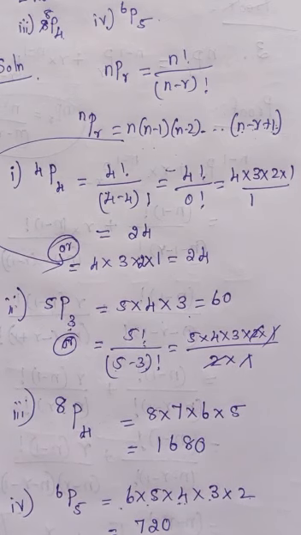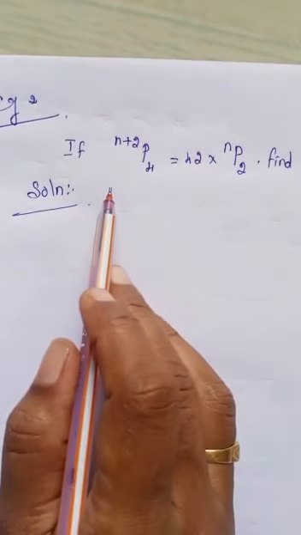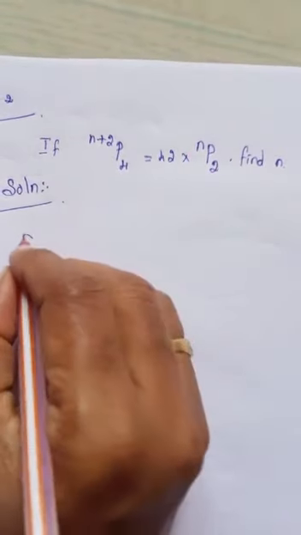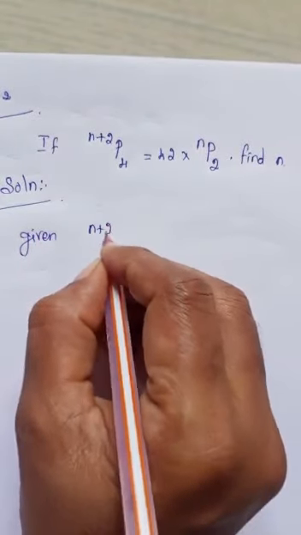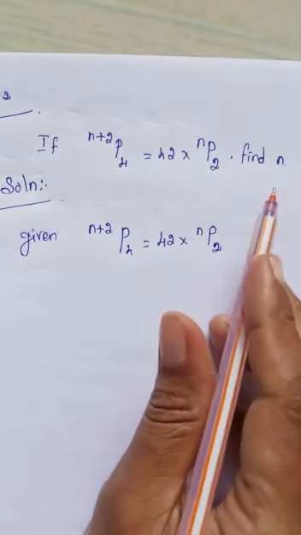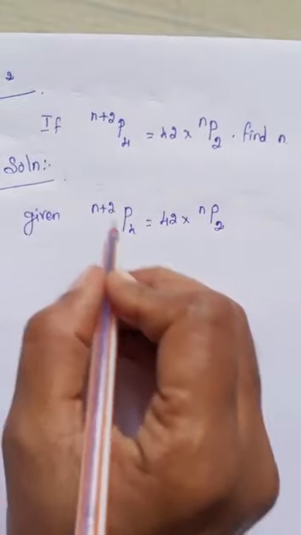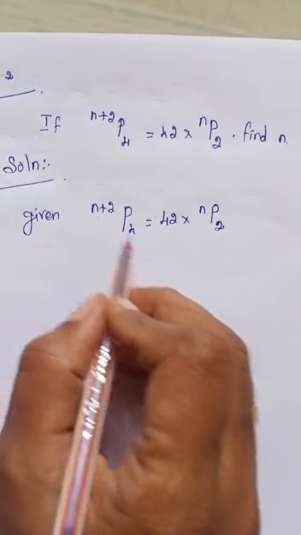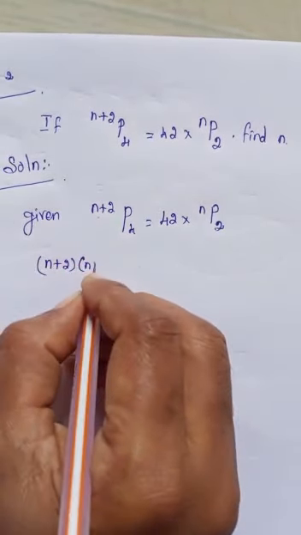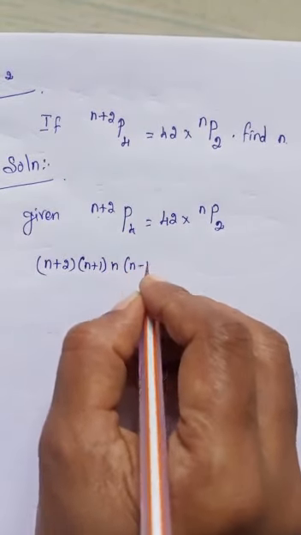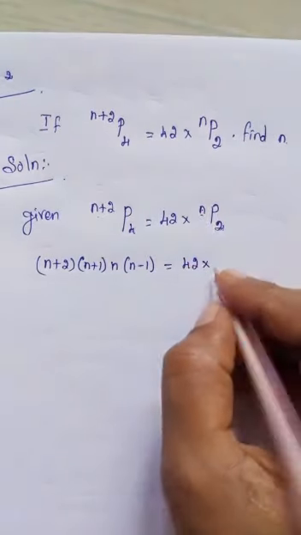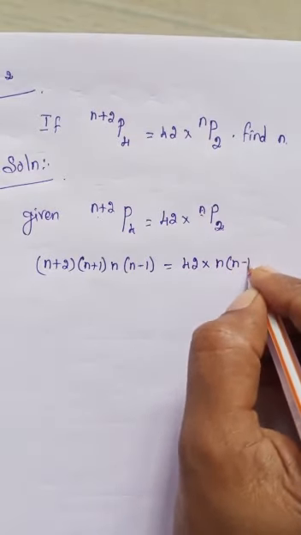Okay. Now the next problem. Example 2. If n plus 2 P4 is equal to 42 into nP2, find n. So given n plus 2 P4 is equal to 42 into nP2. From this we should find n. n plus 2 P4 means 4 times we have to write it in the descending order, isn't it? So when we decrease, what will we get? n plus 2 into n plus 1 into n into n minus 1 equals 42 into, here nP2, 2 times write the n in descending order, n into n minus 1.